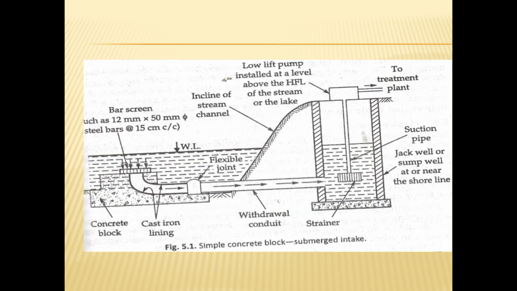This is a simple concrete block submerged intake diagram. Normally, one jack well or some well is constructed with the help of concrete structure or brick masonry. Then that concrete structure or brick masonry structure is thoroughly plastered with the help of rich cement mortar. Then water is connected by using a pump to the sump well.